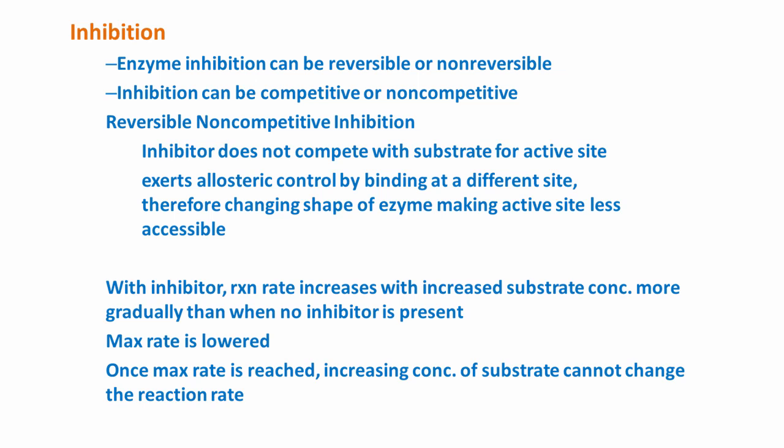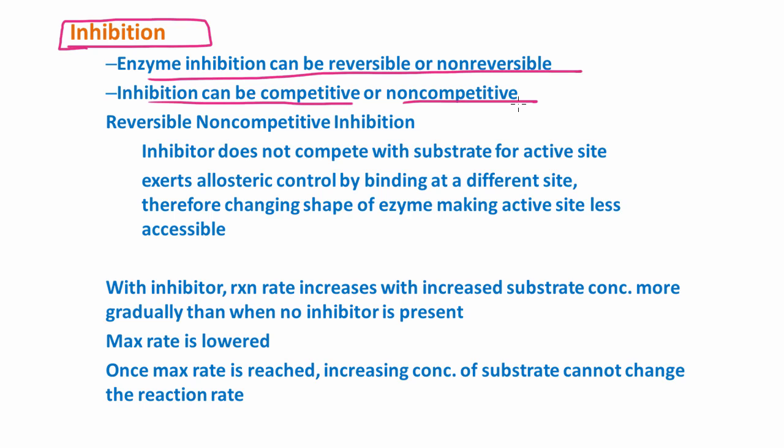Inhibition. So we're going to discuss now inhibition. Enzyme inhibition can be reversible or non-reversible. It can be competitive or non-competitive. So let's talk about reversible non-competitive inhibition. What does that mean to be non-competitive? What it means is the inhibitor, again, it could be a drug, does not compete with the substrate for the active site.